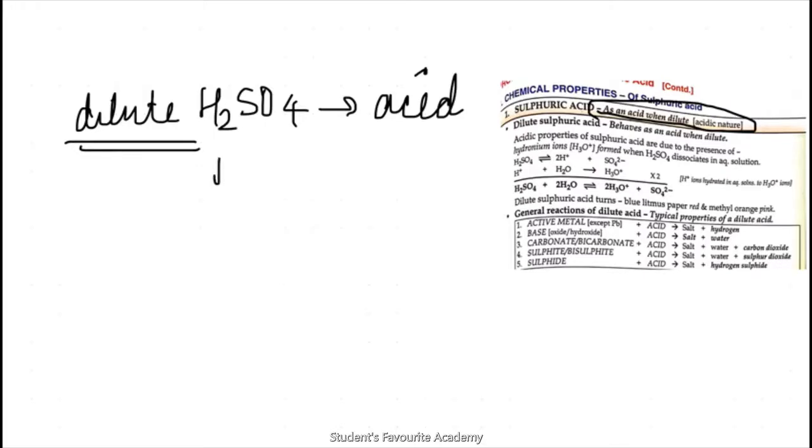See, either it will have H plus ions or it will have H3O plus ions. This is the hydrogen ion, or else I'll have hydronium ions. So this is the way you can conclude. Now what is happening, children?